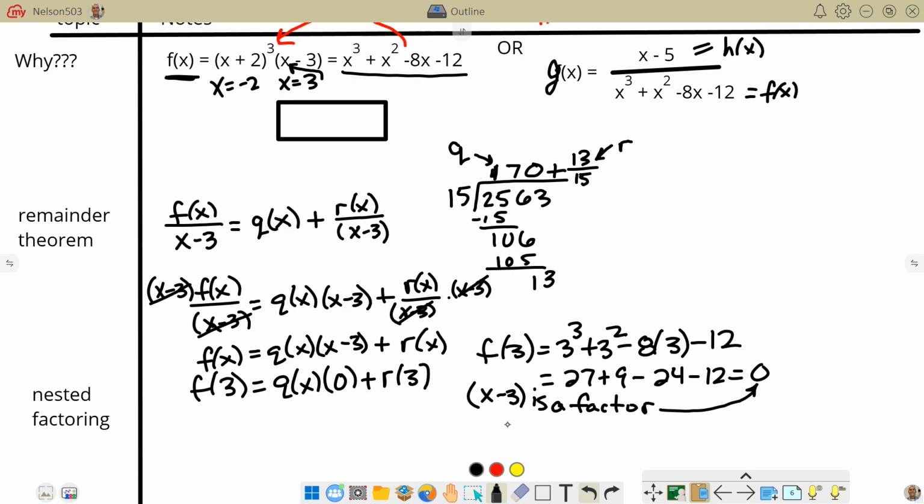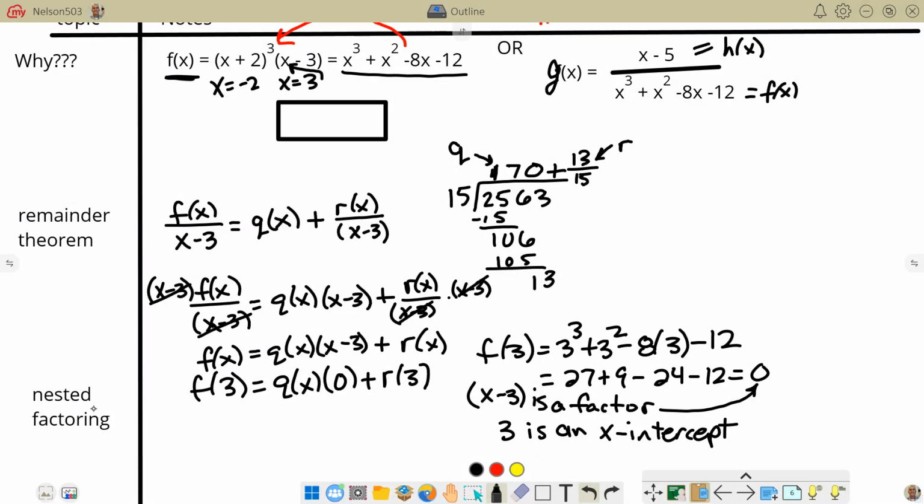It tells us that 3 is an x. Let me make that clear. Okay, that looks like a one word right there. Is an x-intercept. Okay, so let's see.